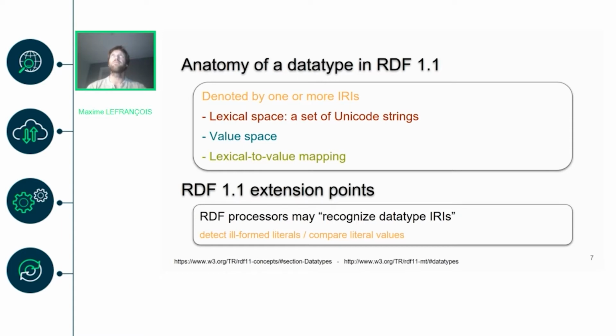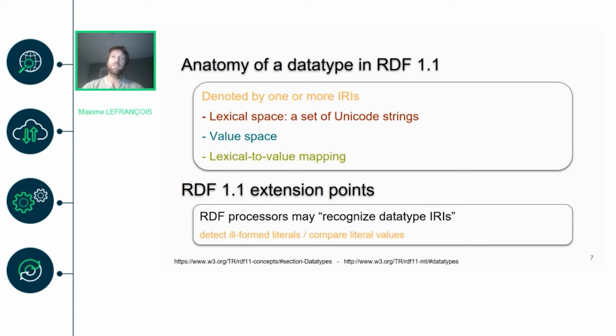Then they have a lexical space. This tells you what set of Unicode strings will be valid for this data type. They have a value space. For CDT UCUM, that would be the set of quantity values that you can possibly imagine. And then there is a lexical-to-value mapping, which maps each string in the lexical space to exactly one value in the value space.